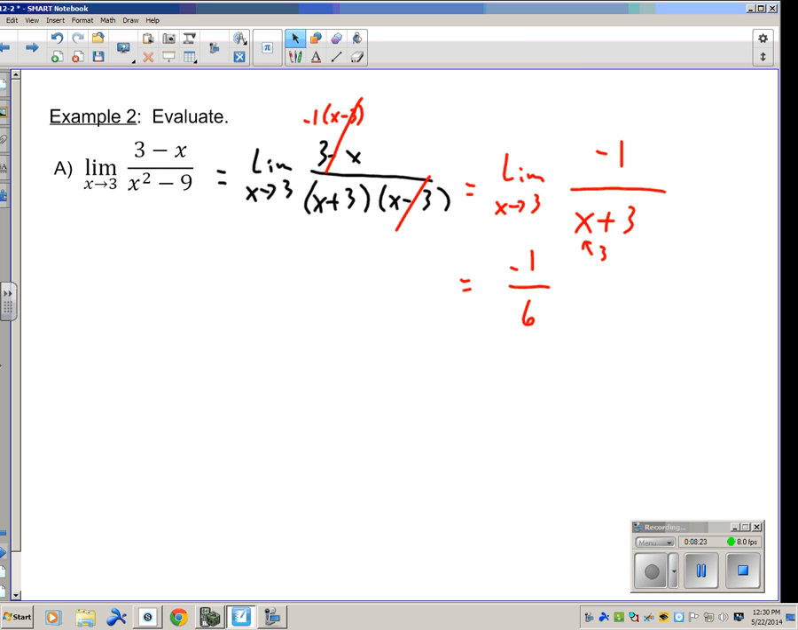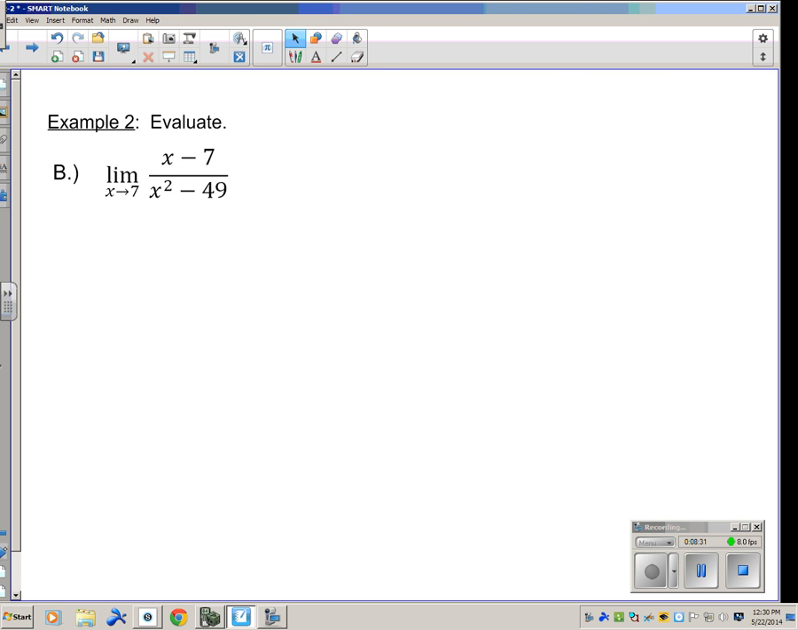I saw I could factor that, I canceled out my common terms, and then I directly substituted in the value.